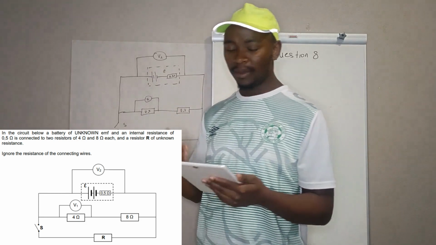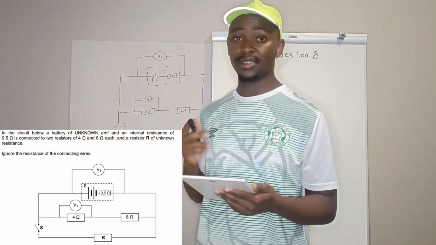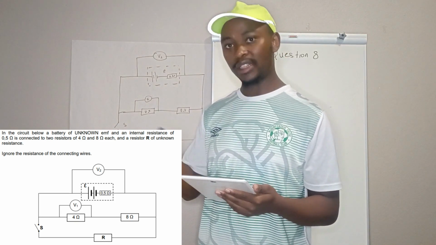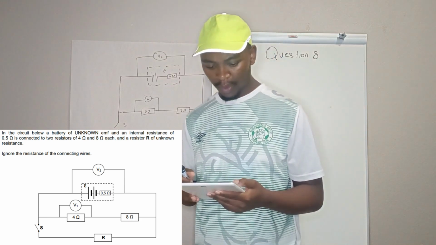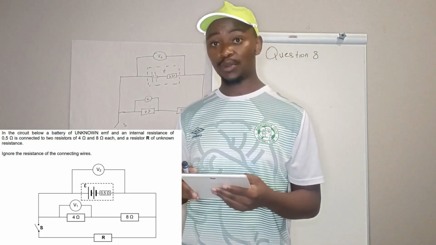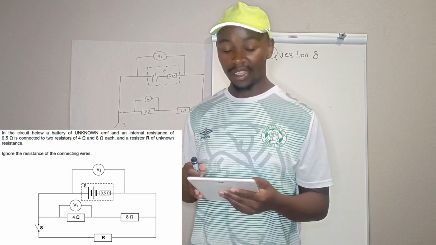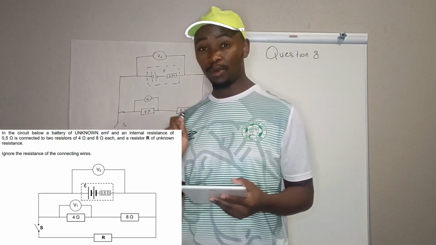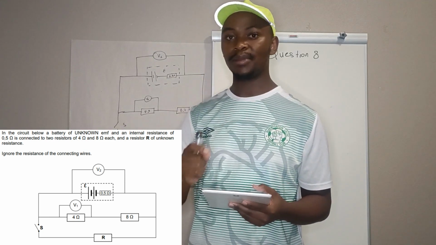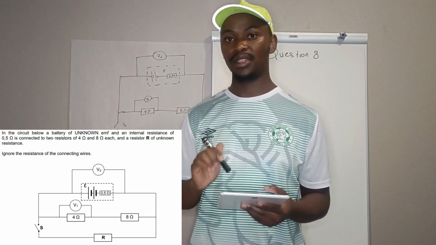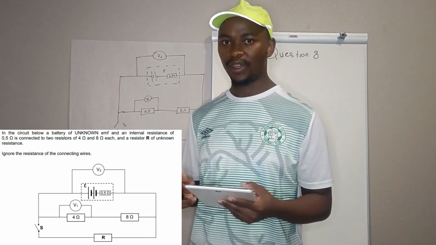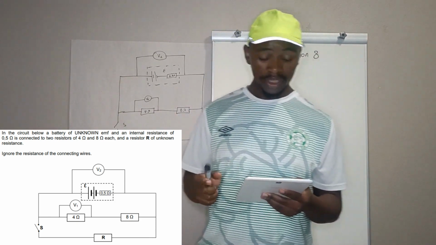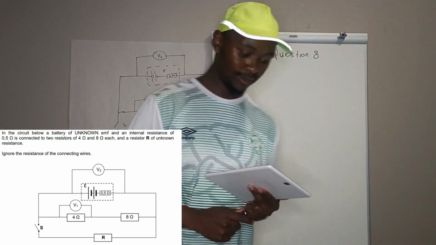Okay, for EMF and internal resistance, please refer to the previous videos. I'm going to attach the link in the description below. Okay, cool. They are also saying that we must ignore the resistance of the connecting wires. Cool. I went deep into why we should always understand what the statement means when they are saying we must ignore the resistance of the wires. You will also find that in the previous video. Okay, let's go to the first question, which is question number 8.1.